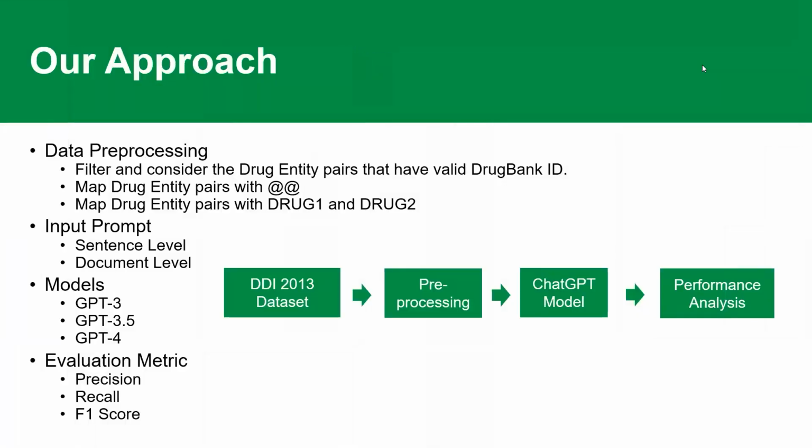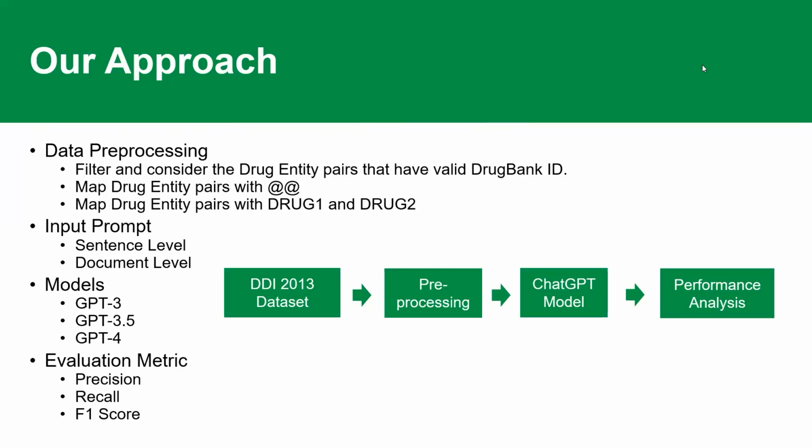So this is the breakdown of our approach. We did some data pre-processing. We have taken the dataset from the web, and then we filtered the drug entity pairs that have the DrugBank ID only. We did not consider the drug entities that don't have the DrugBank ID. We mapped the drug entity pairs with starting and ending at the rate, and we also did another mapping of drug entity names with drug 1 and drug 2 in the sentence.